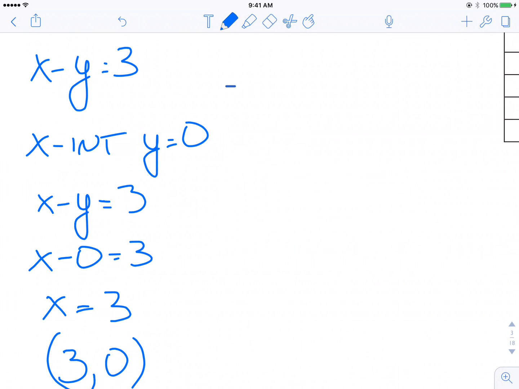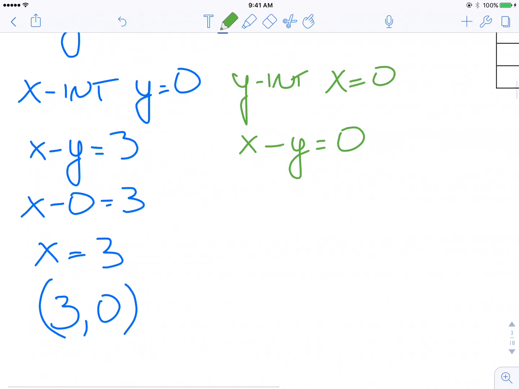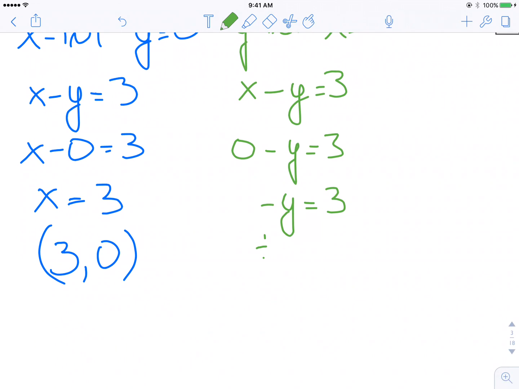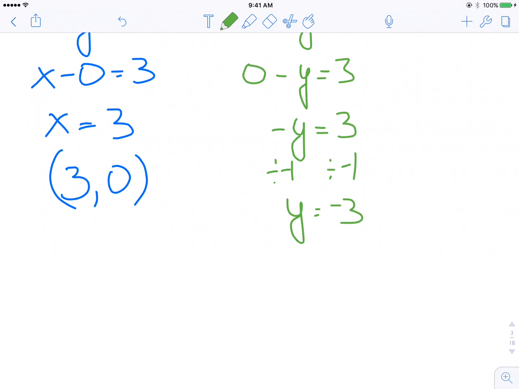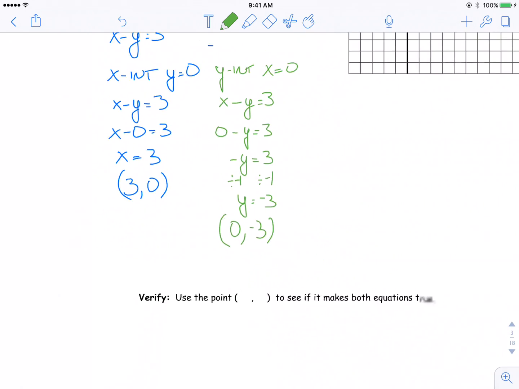I do a similar calculation to find my y-intercept. I'm going to change colors, except this time I know x has to equal 0. I take my original equation and substitute my 0 in. Oh, that shouldn't be a 0, this should be a 3. That gives me negative y is equal to 3. I divide by negative 1, so y is equal to negative 3. So my coordinate point is 0, negative 3, and I can plot that point and draw a line.